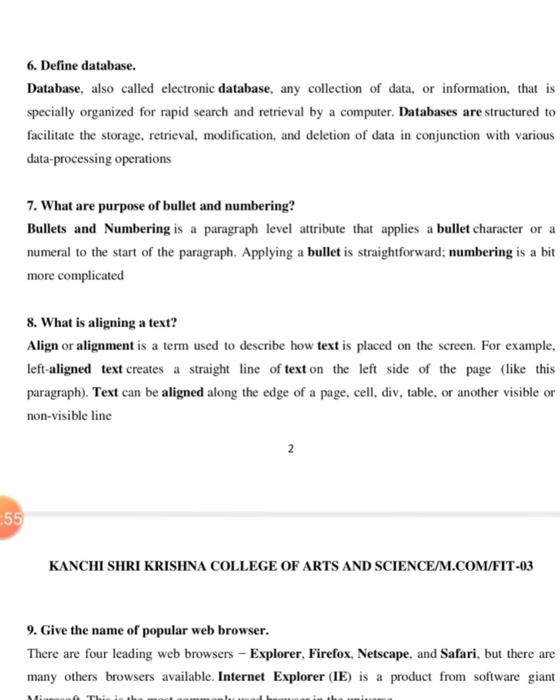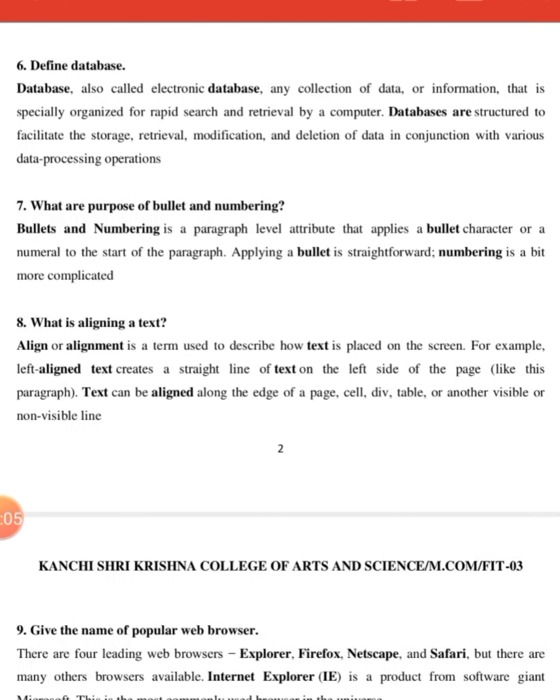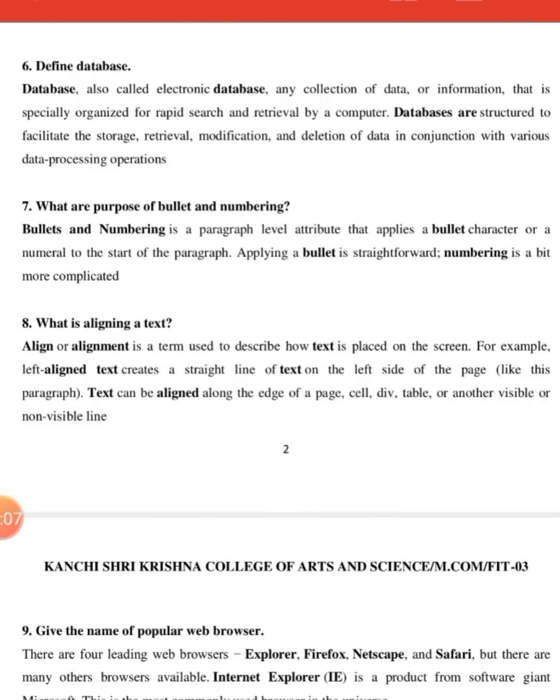Eighth one is what is aligning text. Align or alignment is a term used to describe how text is placed on the screen. For example, text align left creates a straight line of text on the left side of the page. Text can be aligned along the edge of the page, cell, div, table or another visible or non-visible line.